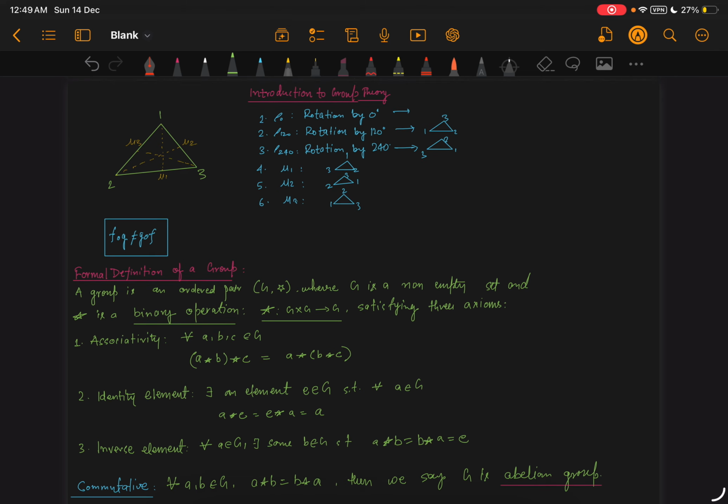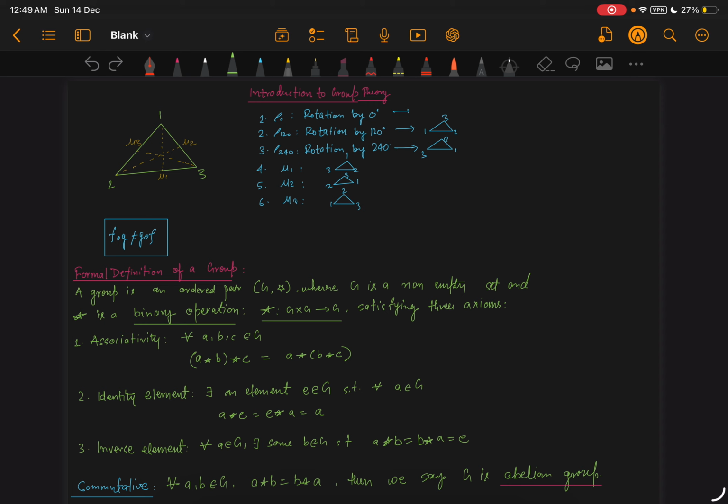And what should be the inverse element? For inverse elements, you can easily see for mu1, mu2, and mu3, if we apply mu1 twice, we'll get the same thing. Applying mu1 twice on this triangle will give this triangle again. So what should be the inverse for mu1, mu2, and mu3? Similarly for mu2 and mu3, if we apply twice, we'll get the same triangle.